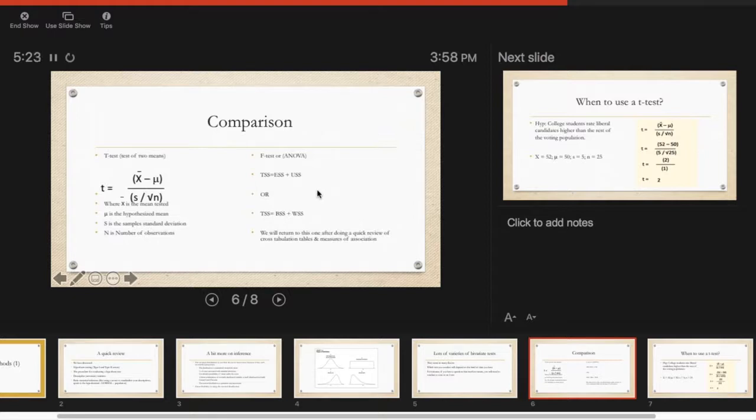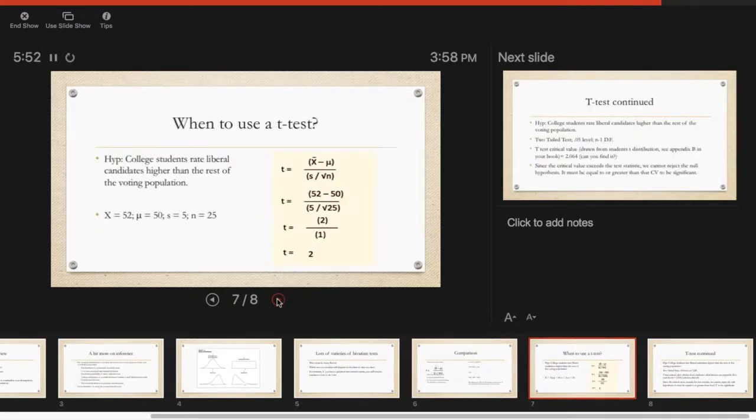Very quickly, I'm just going to tell you that that equation means the total sum of squares is equal to the explained sum of squares plus the unexplained sum of squares. Sometimes it's referred to in your books or in other places as the total sum of squares equals the between sum of squares plus the within sum of squares. We'll return to this later, but I did want you to get a sense of the fact that these are both tests of means. They involve mean or average data.